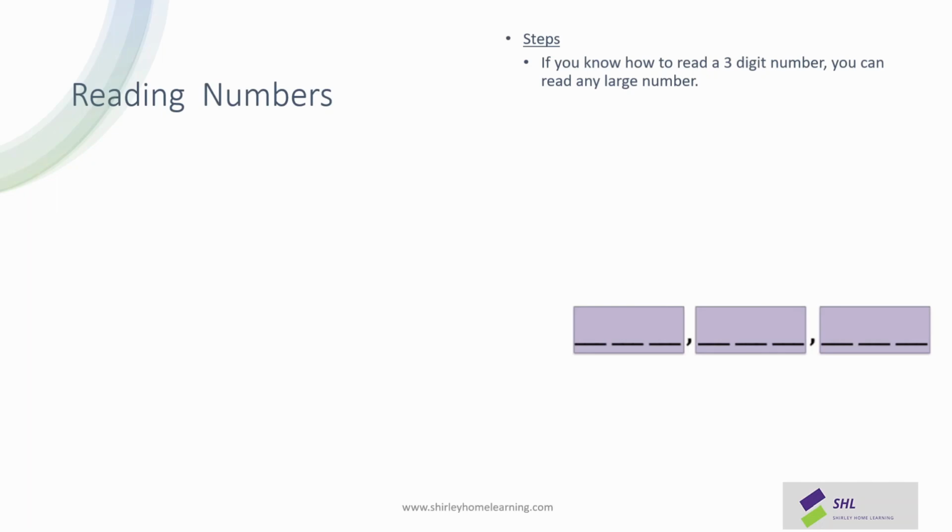So, reading numbers. Now we'll go through the steps to read the numbers. Step 1: if you know how to read a 3-digit number, you can read any of the large numbers. Here is an example of a number which has, let's say, 9 digits. These commas that you see are called the periods. They have a name.